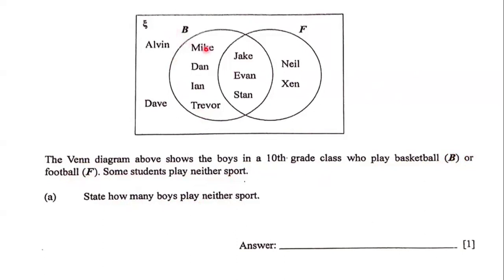of the two circles because these two circles show the boys who play either basketball only, football only, or both basketball and football. So if we want to figure out the number of boys that play neither sport, we have to go on the outside of the circles, but within the box. And so that would be Alvin and Dave. That's only two boys on the outside. And so it's going to be 2. So the number of boys that play neither sport is 2 boys.